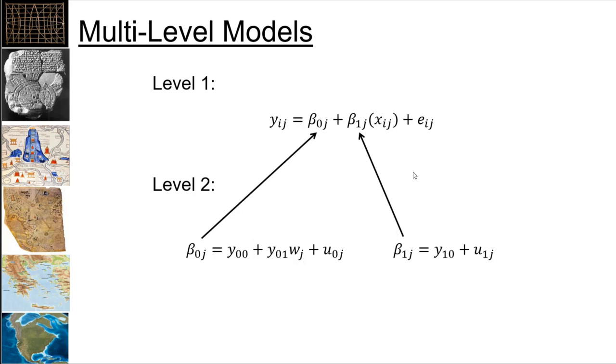again looks like our traditional linear regression, except it's got those j's in it. But then we have our level 2, where the coefficients are predicted based on another set of equations. And so that's where we get 2 levels. And again, usually this is only done at 2 levels, but it can be done at more than that.